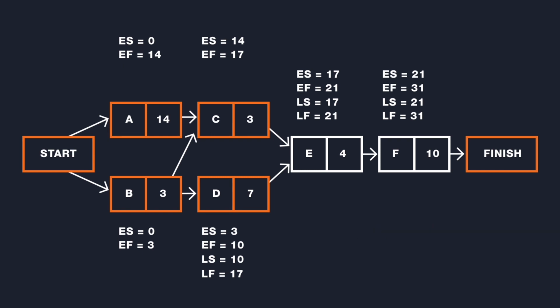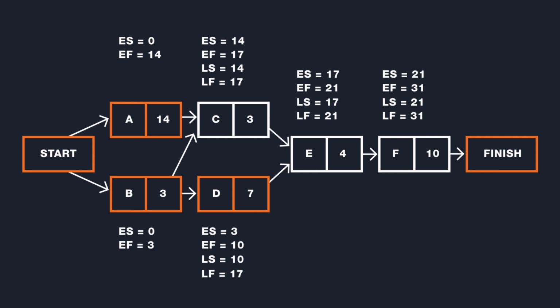Continuing backward, we arrive at activity C. The late finish for activity C is the late start of its successor, activity E, which is 17. We calculate the late start for activity C by taking the late finish of 17 and subtracting the activity C duration of 3 to arrive at a late start for activity C of 14. Activity C is a critical activity.